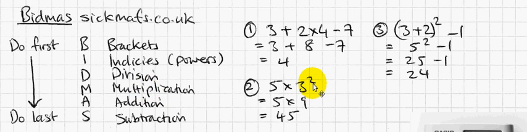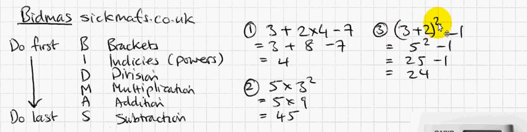Now, if you don't know what an indice is or how it works, that's another video you have to watch all about indices. But anyway, since indices are more important than multiplication, I have to do the indices bit first. So 3 squared is 9, and 9 times 5, because that's the only thing left to do, the multiplication. 9 times 5 is 45. Job done. That's the answer. If you did it the wrong way around, you'd do 5 times 3, which is 15, and then square it. That would give you the wrong answer completely.